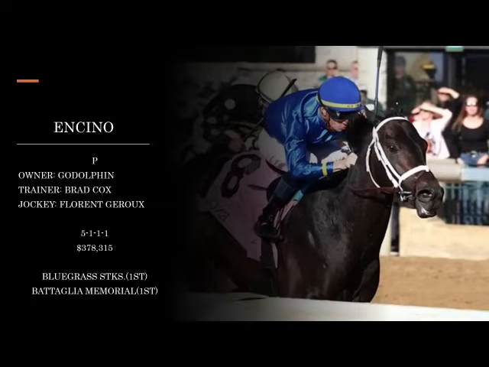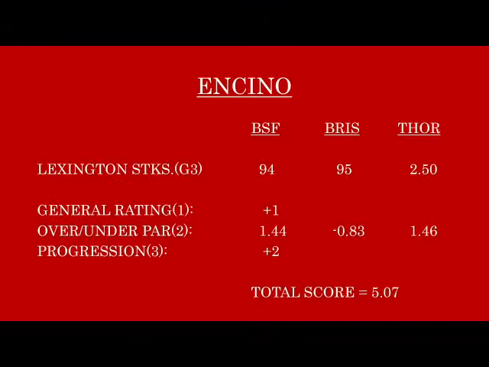Now we come to Encino, and I've liked this horse since the Battaglia. I just really like the way he's going, and I'm sorry, that should be the Lexington instead of the Bluegrass, but you all know that. You see in the Lexington, he got a 94 Beyer, a 95 Brisnet, but a 2.5 Thoroughgraph, and that represents a move forward. And so if you look at his numbers, he's a little bit above average, and I think the big key to Encino is that I think this one's sitting on a big race. He's in that type of progression, and that's why he gets a +2. Speed for now, he's a +1, but I think this horse can take another step forward.